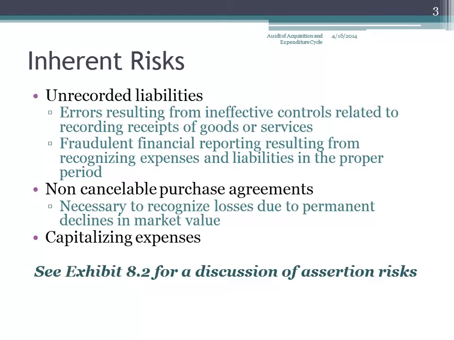The other thing you want to do is, sometimes when you have these agreements, the auditor has to evaluate it in terms of market. So this is, again, where there's more judgment involved. Is there a significant decline in the market so that the value of those goods are no longer what they were when the company entered into the agreement? The other thing is you want to see if companies are capitalizing expenses. Why would a company want to capitalize an expense? What do you think? Think WorldCom.